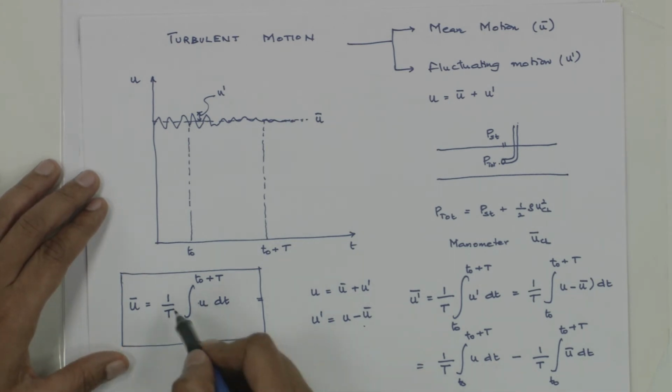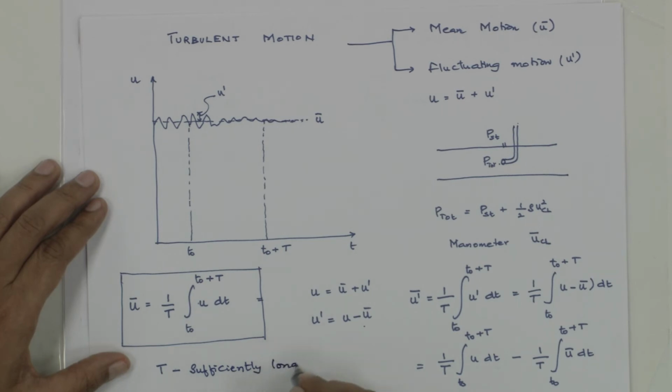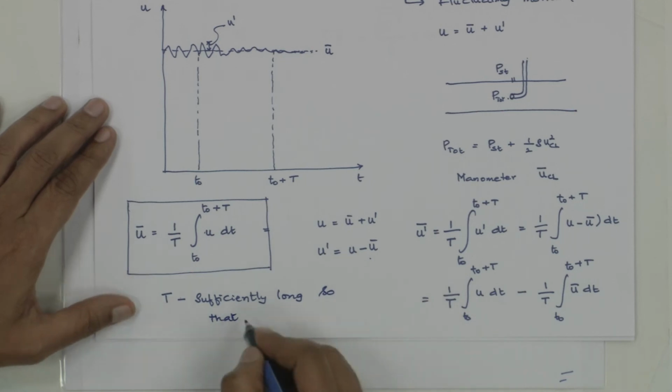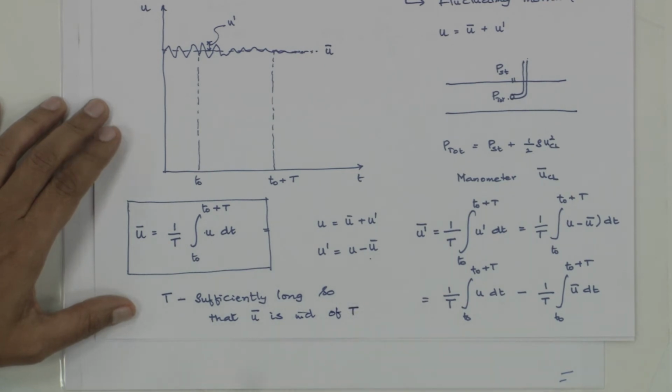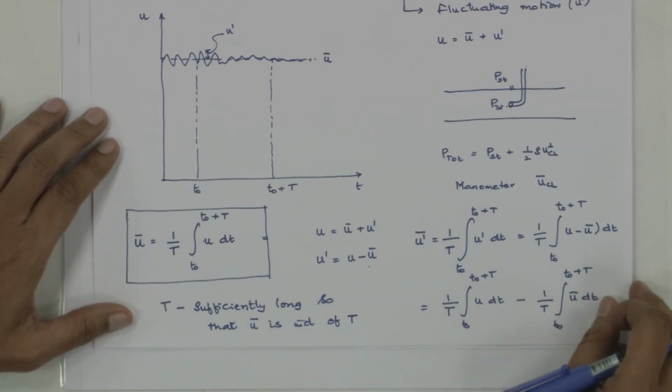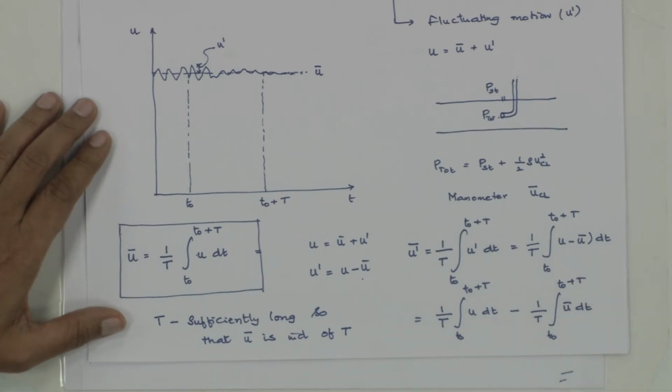So one thing I should say is that T should be sufficiently long so that u bar is independent of T. That's the criterion for choosing T.